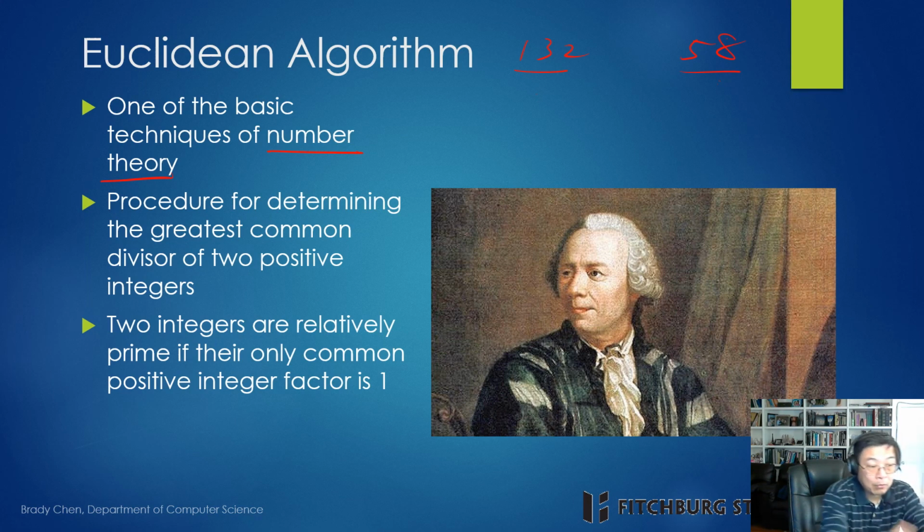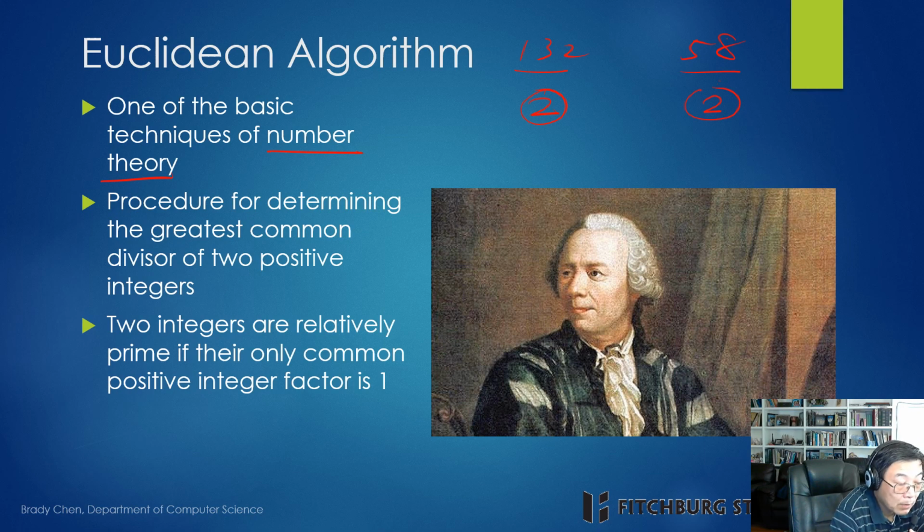And now we know some of the divisors are common divisors. For example, 2 divides 132, right? Because 132 is an even number, so it can be divided by 2. And 58 can be divided by 2, so 2 divides 58. So in this case, 2 can divide both numbers. So 2 is a common divisor. And now we may be able to find more common divisors.